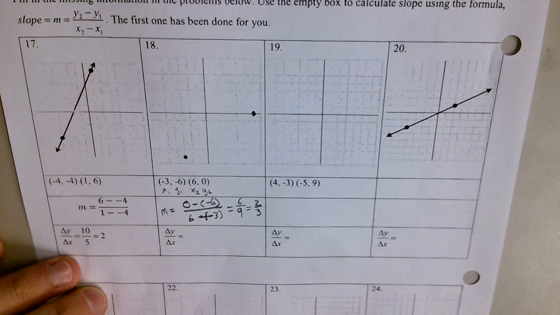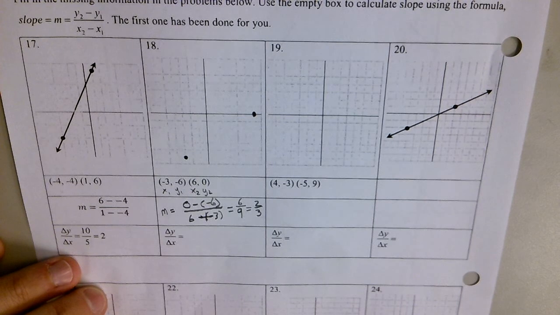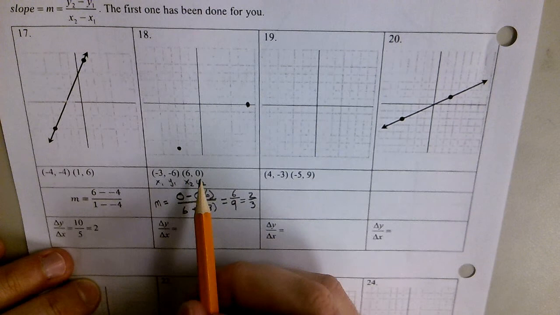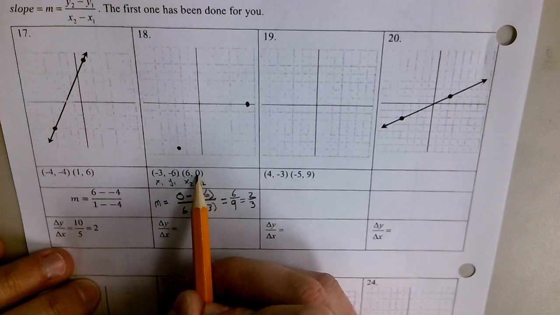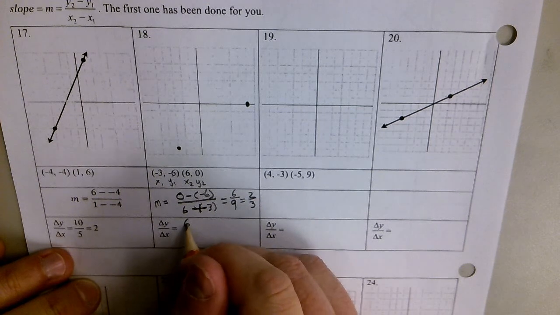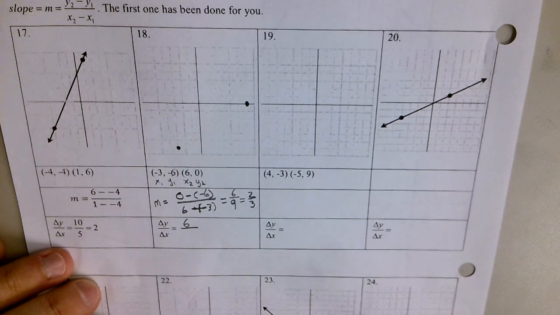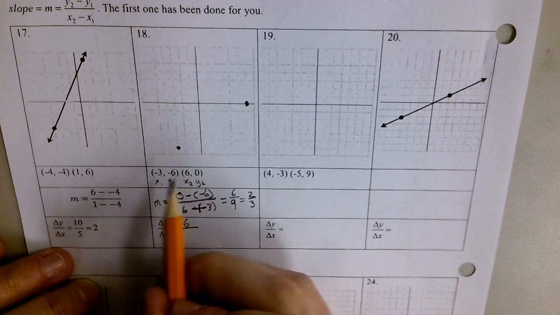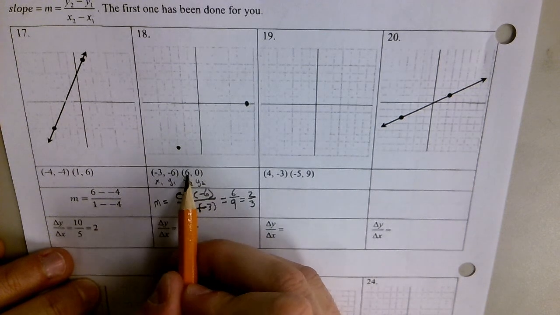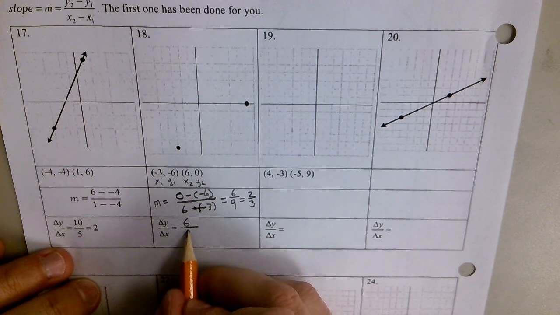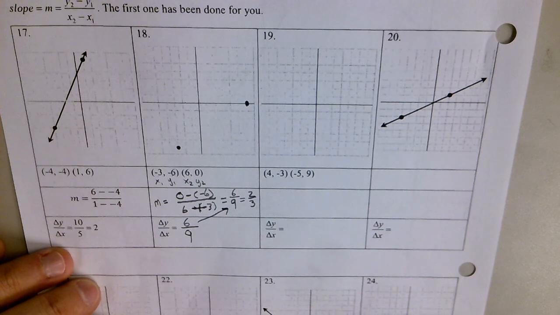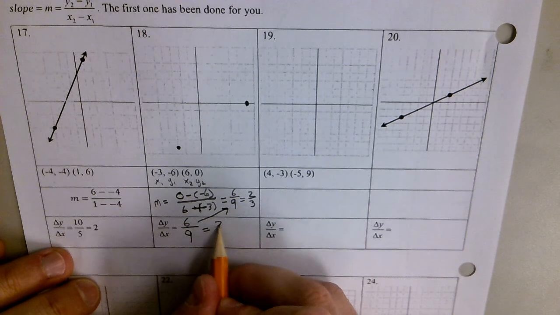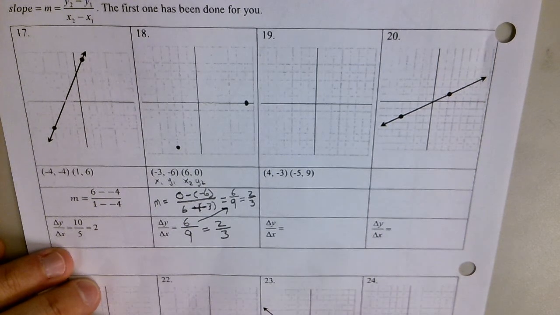Now let's just do it with just the numbers, our change in y over the change in x. So I'm going to look at my y values. To go from negative 6 to 0, I have to add 6. So that's my change in y. I'm adding 6. My change in x goes from negative 3 to 6, so I'm adding 9. So you'll see that this matches exactly what we got from our slope formula. Then we can also reduce this to 2/3.